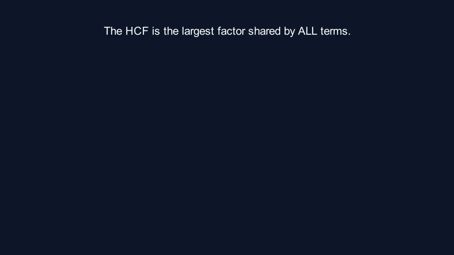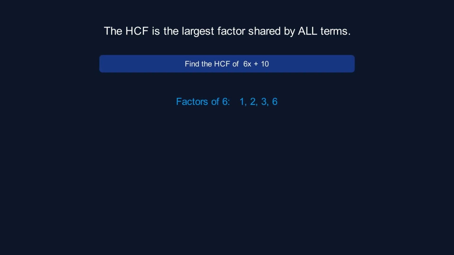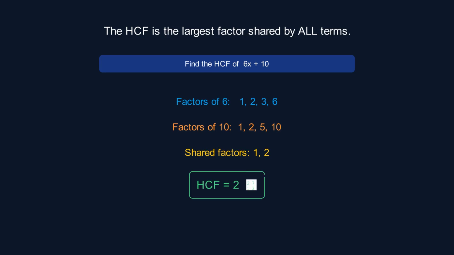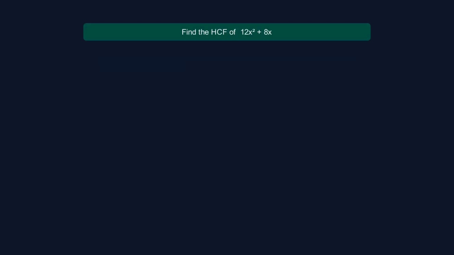Chapter 2. Finding the highest common factor. The key skill in factorizing is finding the HCF. In the expression 6x plus 10, we list out the factors of 6 and 10 and find the common factors, which are 1 and 2. The highest common factor is 2, so the expression is 2 into 3x plus 5.